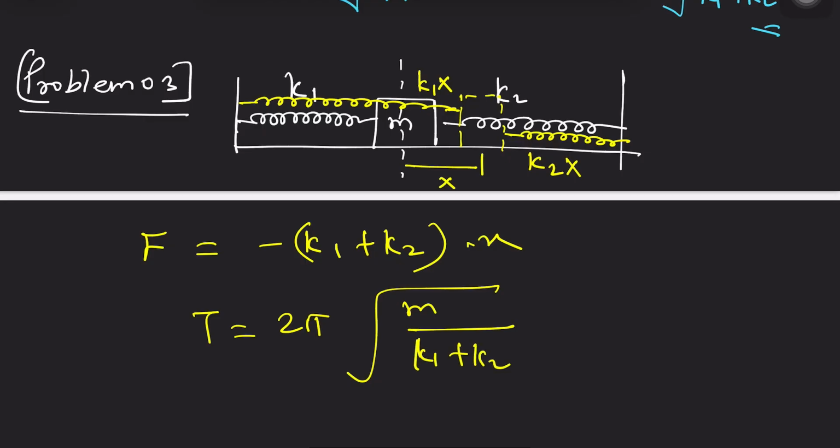So it appears that these two springs behave as if they are connected in parallel. They are actually not connected in parallel, but their behavior is very similar to that. So whenever you see this kind of situation, you can assume them to be connected in parallel and solve the problem, but actually they are not. Just behavior wise, the mathematical expression for both of them is quite the same.